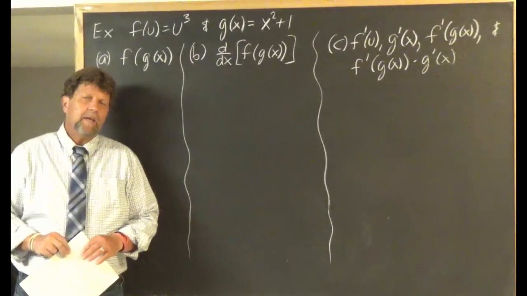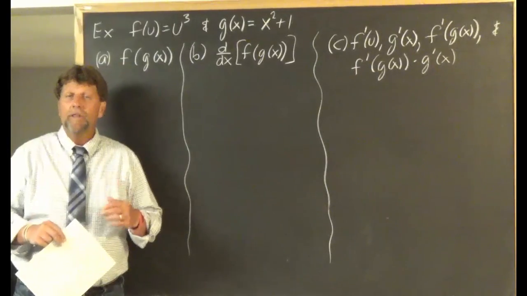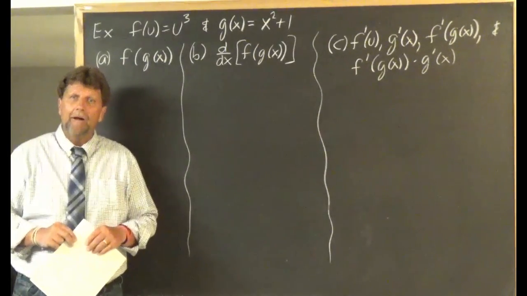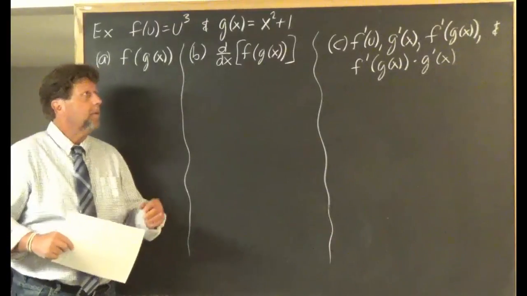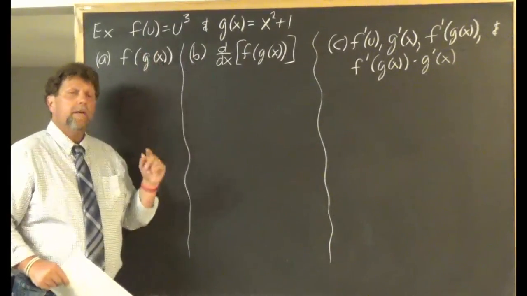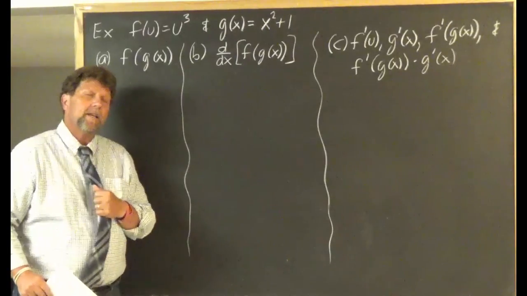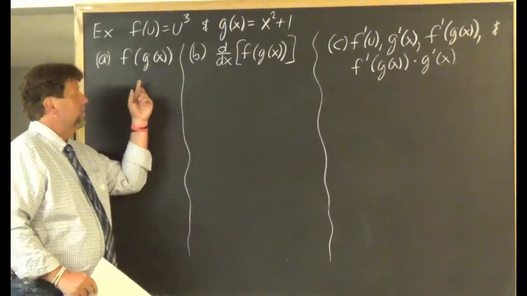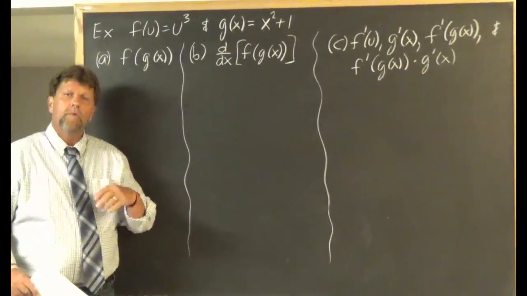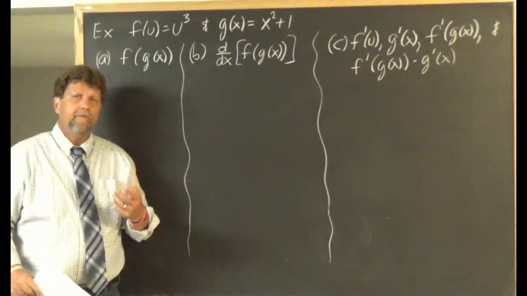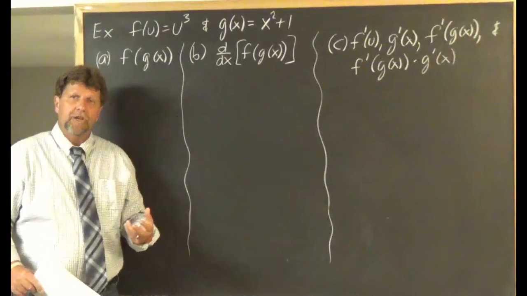All right, folks, in this example, we're going to try to discover what this chain rule is all about. For this example, f of u is u cubed and g of x is x squared plus 1. So in part A, we're just going to do some old algebra. We're going to evaluate this composition of functions, f of g of x.